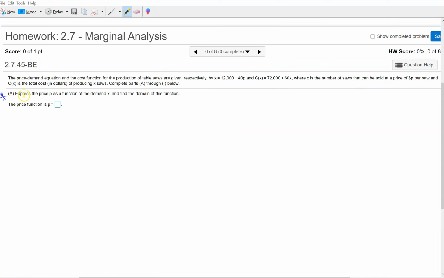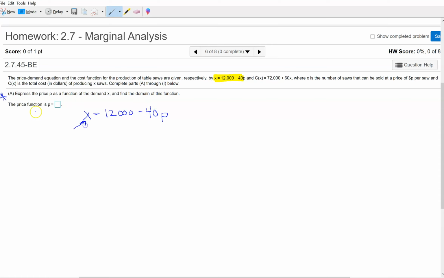Part A asks us to express the price P as a function of the demand X. So we need to go to this price demand function right here. Okay, so let me rewrite it. So X equals 12,000 minus 40P.